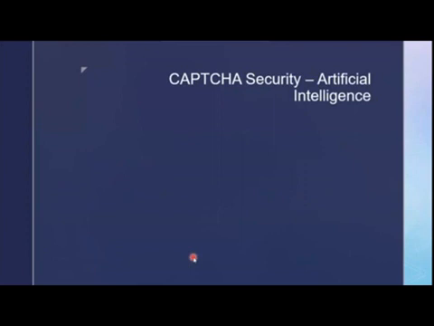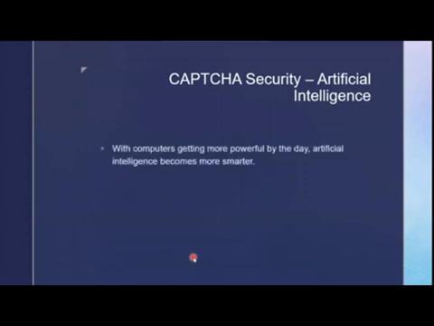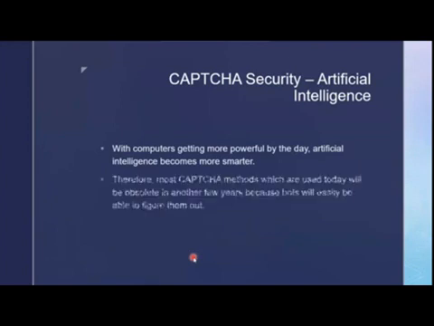Another threat to captcha is AI. With computers getting more powerful day by day, artificial intelligence becomes smarter. Nowadays, we use a lot of artificial intelligence, such as Google Assistant and Siri. Some of our friends, as I just mentioned, are developing artificial intelligence-based applications that can identify objects. Therefore, most captcha methods which are used today, such as image identification, will be obsolete in a few years because bots will easily be able to figure them out.